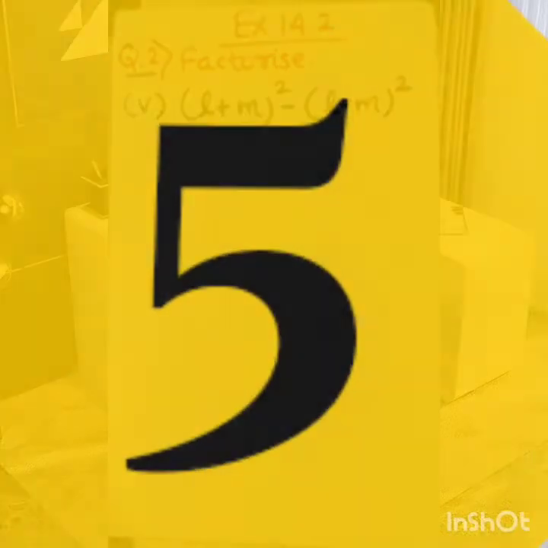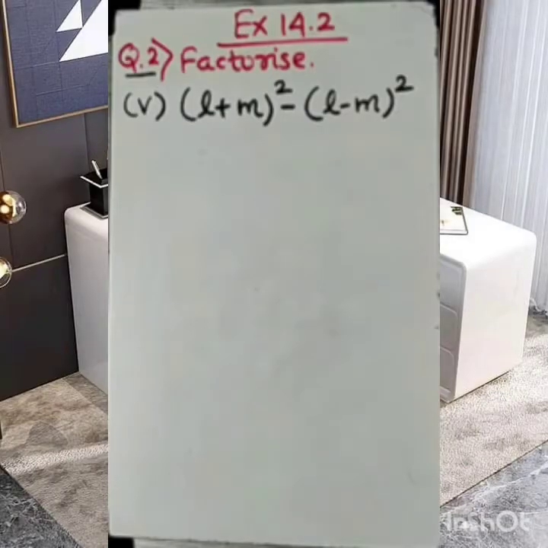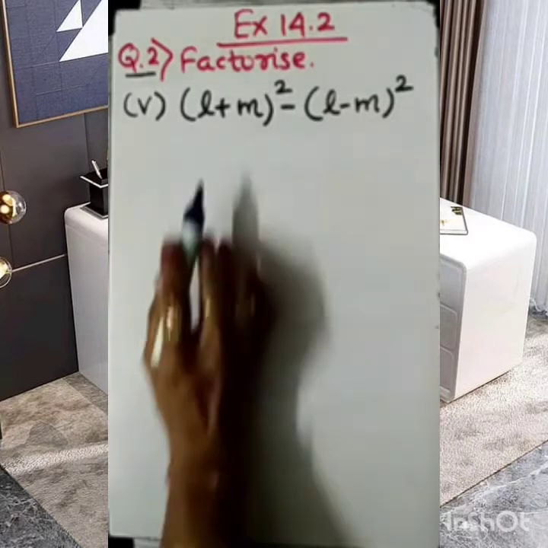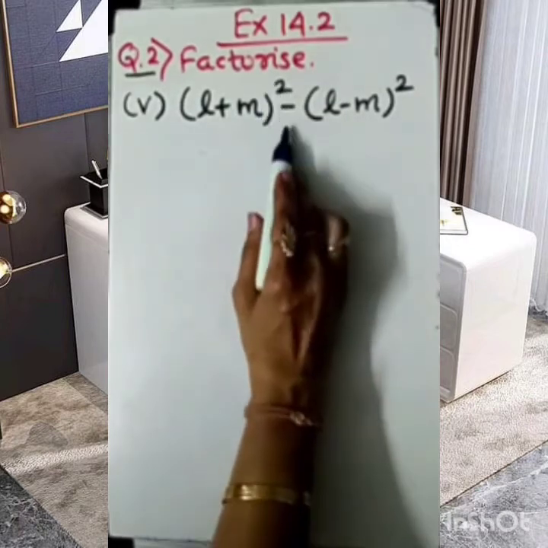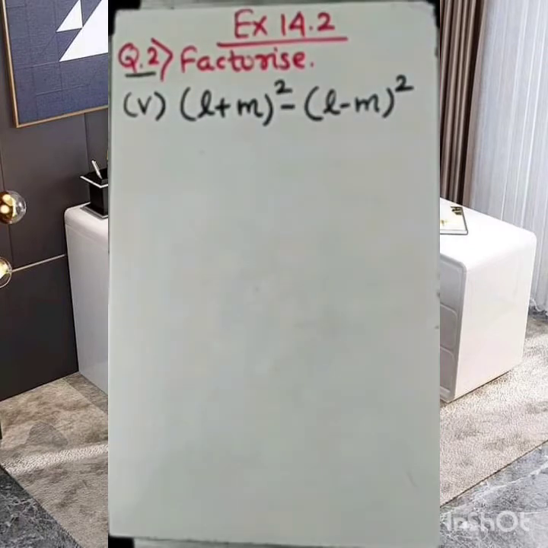So my dear student, here the fifth question is on your screen. There is (L plus m) whole square minus (L minus m) whole square. If we apply the third identity here and compare with that, then our work will become easy. Means directly we can go with this. This is a square minus b square. But it is a little bit confusing while changing the sign, when outside the bracket we will have minus.